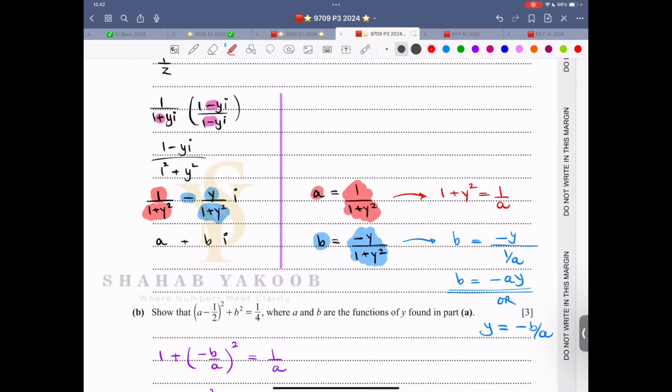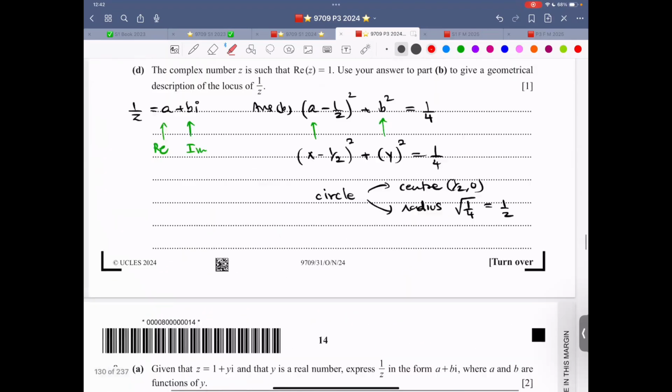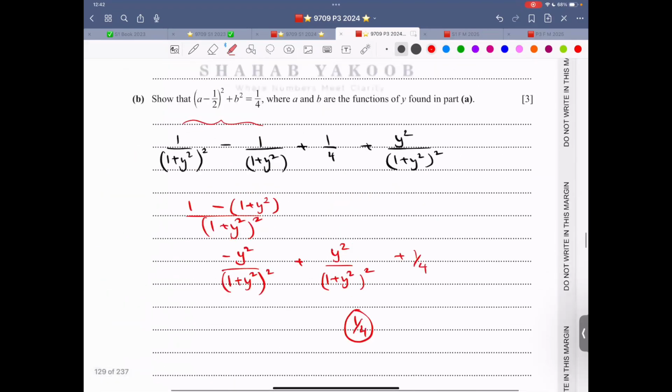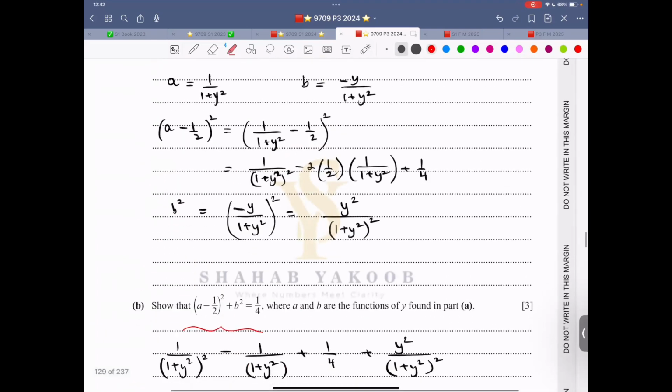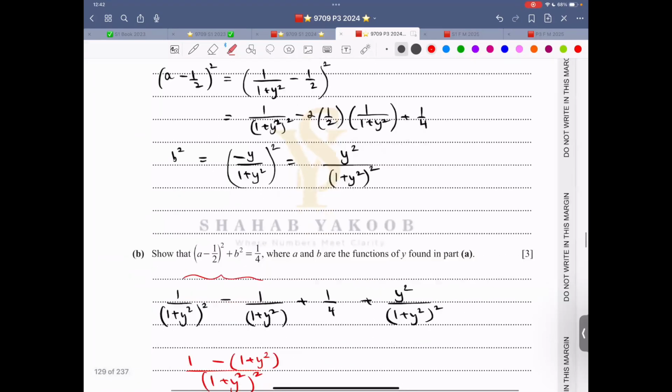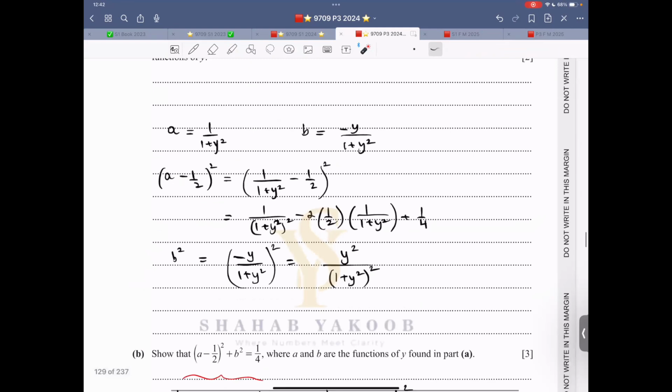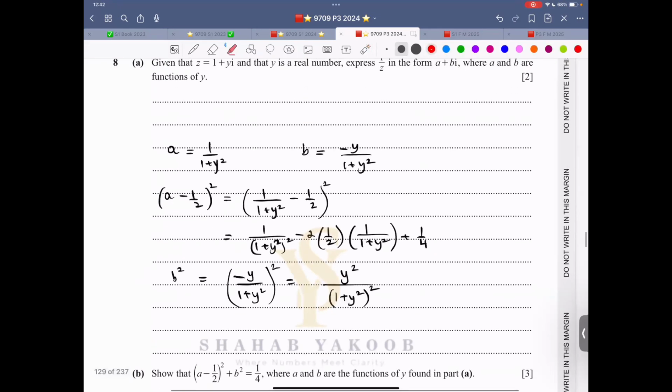Now, there are two different ways in which I worked out the second part. Let's have a look. So now over here, it says that A is this, and we have to prove this, show that (A minus half) whole square plus B square is 1/4. So one approach, let me focus on this. This is method number 1. So let me write over here method number 1 for part B.